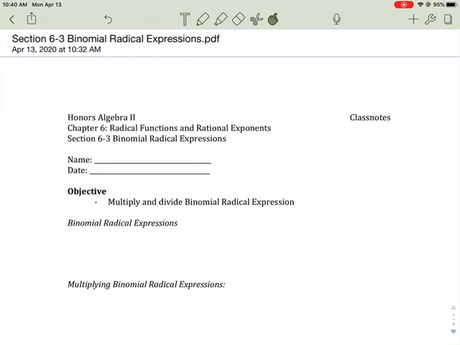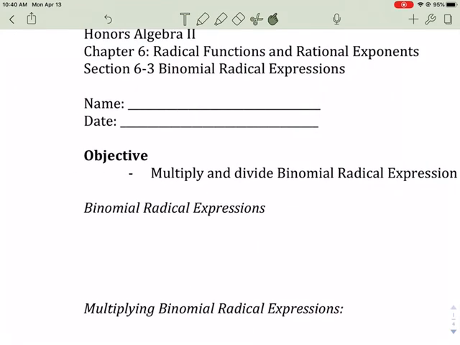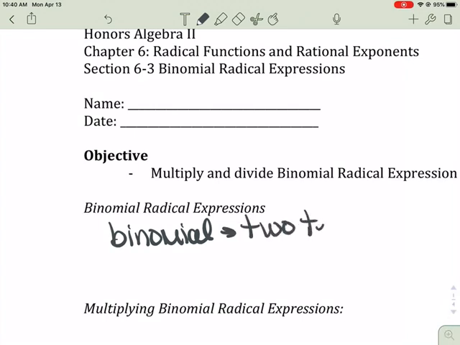Hello everyone. Today we're going to work on what we would call binomial radical expressions, which means that all of our radicals are going to be in binomial form. So let's take a look at what I mean by that. When I say binomial radical expressions, we have to remember that binomial is two terms. Remember that means it's a polynomial that contains two terms.